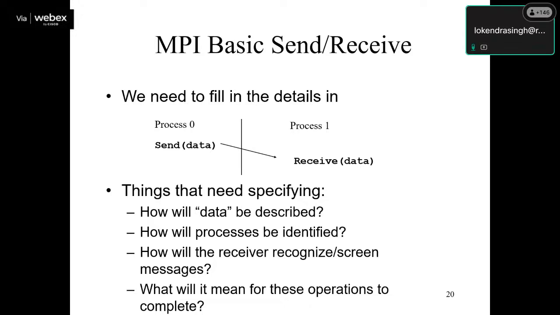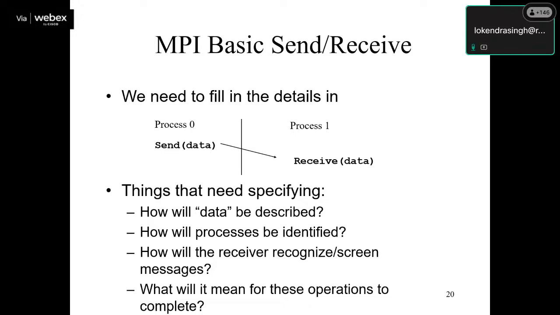So how can you send or receive with the MPI routines? We need to fill in the details. Process 0 sends the data and process 1 receives the data. It is called communication between the processes. Things that need to be specified: how will data be described? How will processes be identified? How will the receiver recognize the message? What will it mean for these operations to complete?